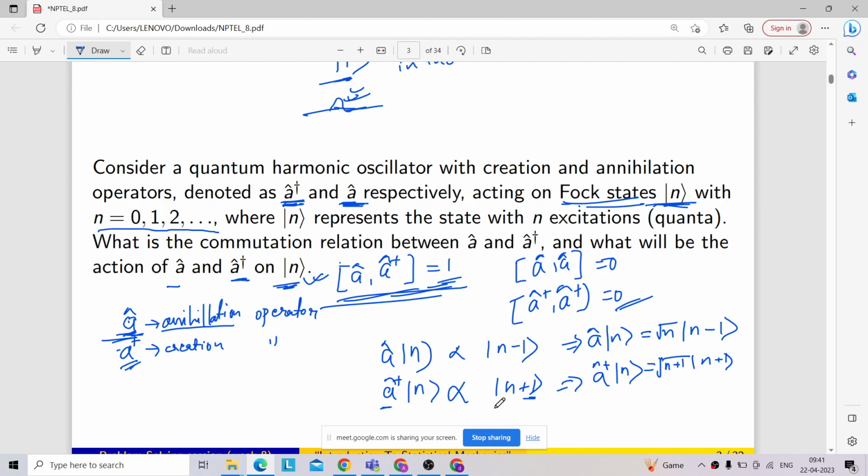So this was the question, and this is the answer. The commutation relations are like this, and when they operate on a state, they give new states with different factors, right? The annihilation operator will annihilate one particle, the creation operator will create a particle, and their factors are like this, right?